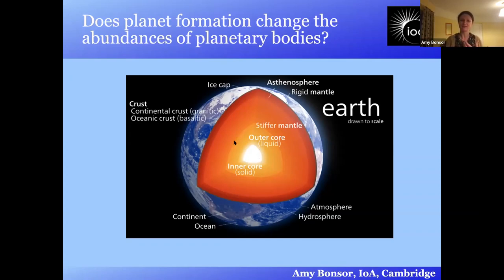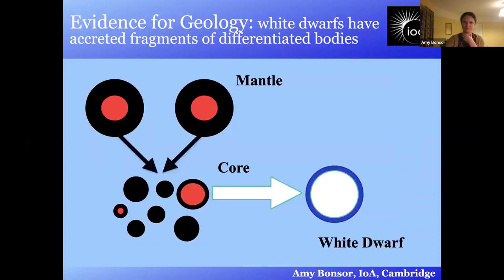And that's because we can see elements that would sit in the core, things like iron, nickel, and chromium, and we can compare their abundances to things that would stay in the mantle, like silicon, calcium, and so forth. And so this only works if we were to accrete the whole of Earth, we wouldn't see it in the atmosphere of the white dwarf. Whereas asteroids sat around in an asteroid belt or a planetesimal belt in another planetary system, and they sat around for millions of years, if not billions of years.